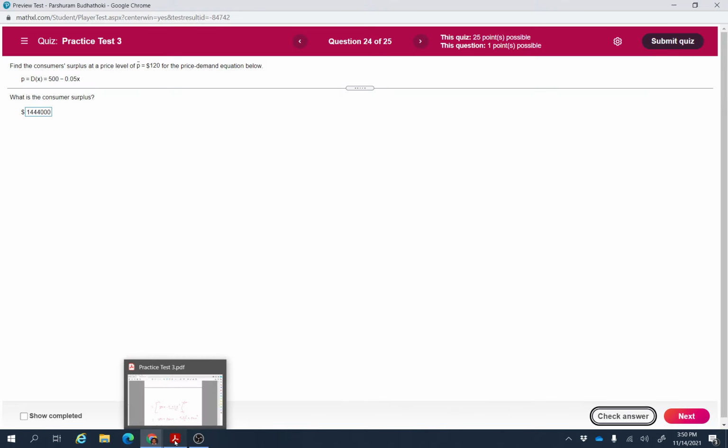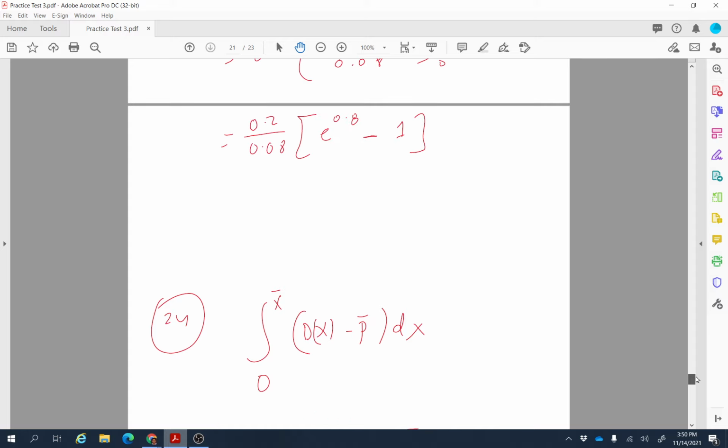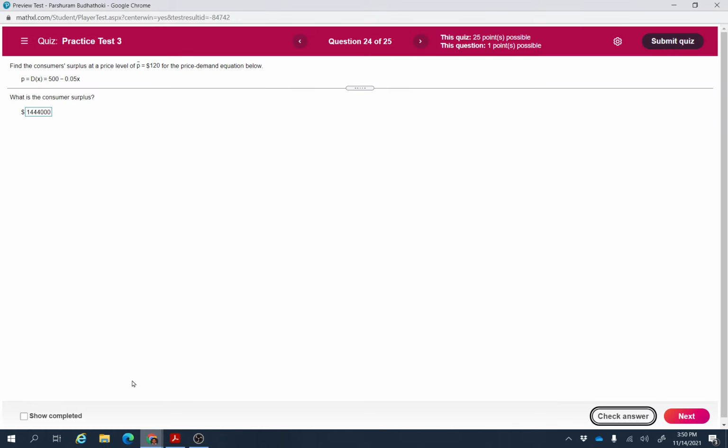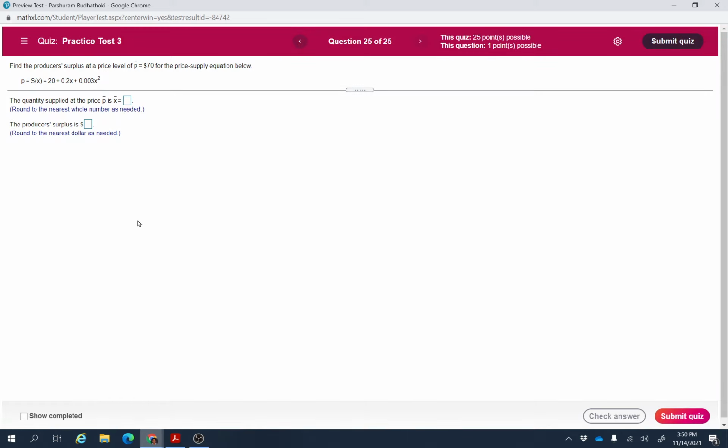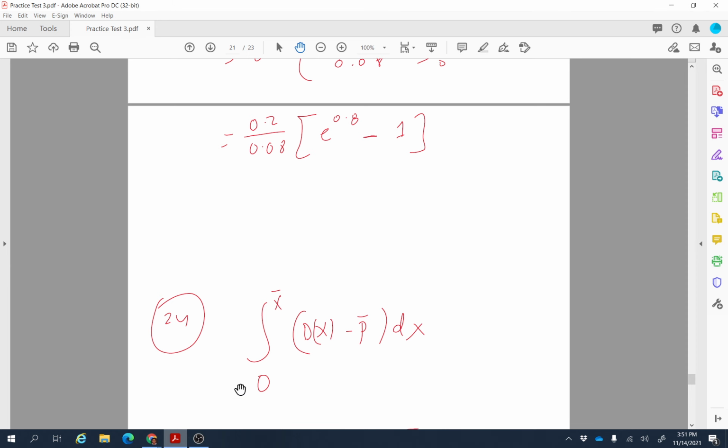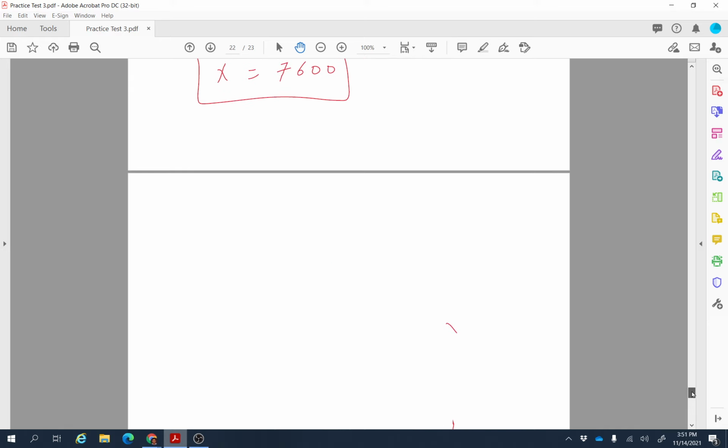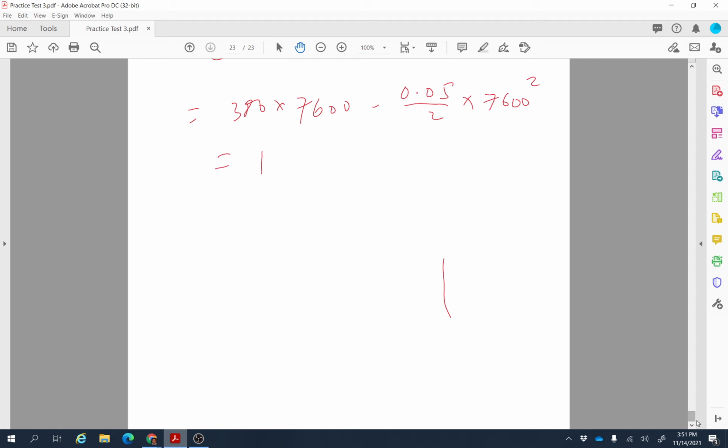Okay, so you have to keep in mind, this is the formula you have to use for the consumer surplus. Let's go to the next problem. The next problem is also very similar to the consumer surplus, but this time it's a producer surplus instead. Here you have to use another formula, very similar to the previous one. The producer surplus can be found by the integration from 0 to x bar of p bar minus s of x dx. Just find this integration and then you will be fine.